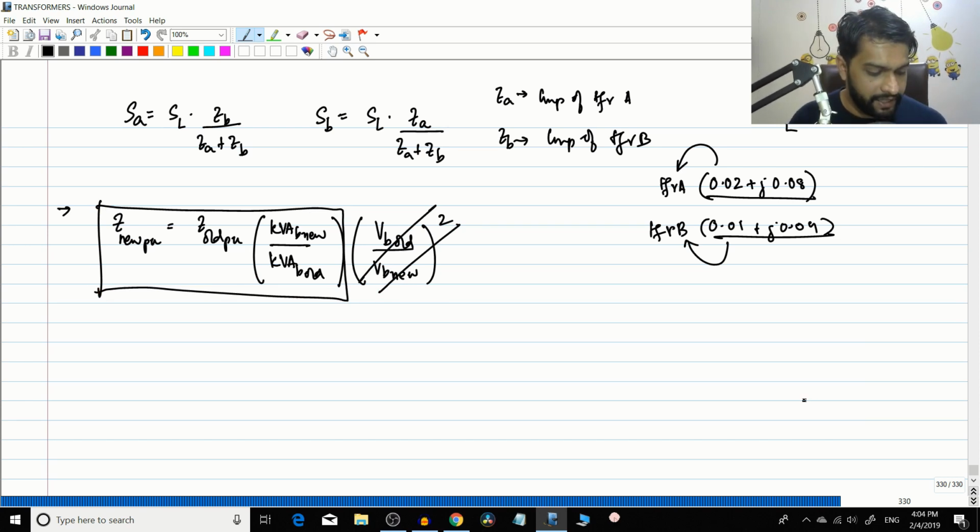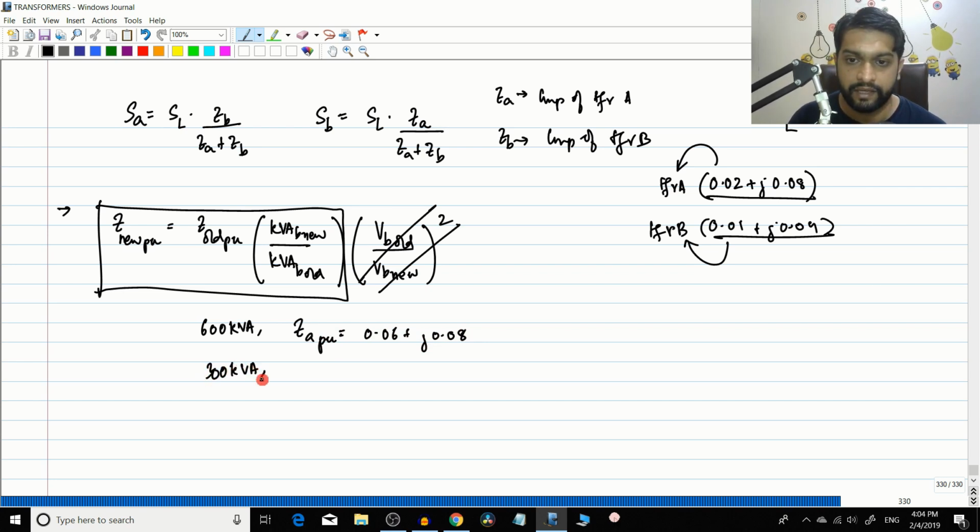As an example, let us take a simple example here. For example, a 600 kVA transformer is there, and it has a Z A per unit of 0.06 plus j 0.08. So this is the per unit impedance. And another transformer is 300 kVA, and its per unit impedance is 0.08 plus j1.